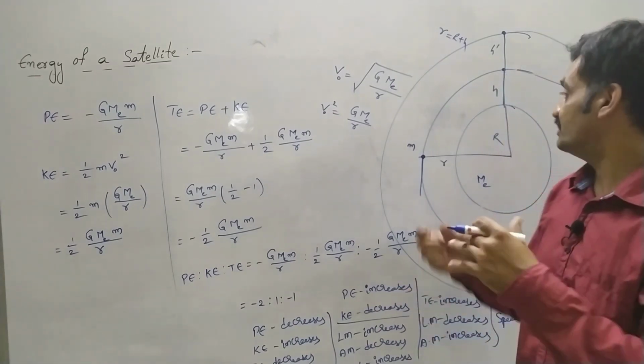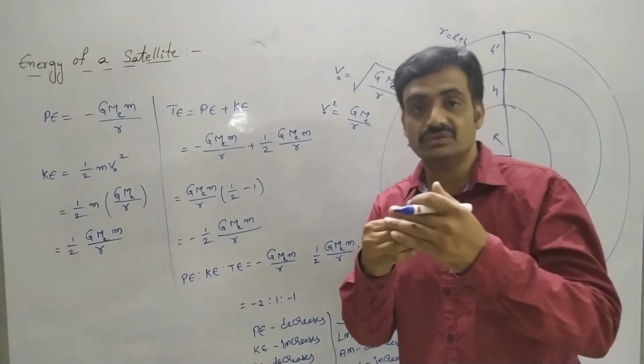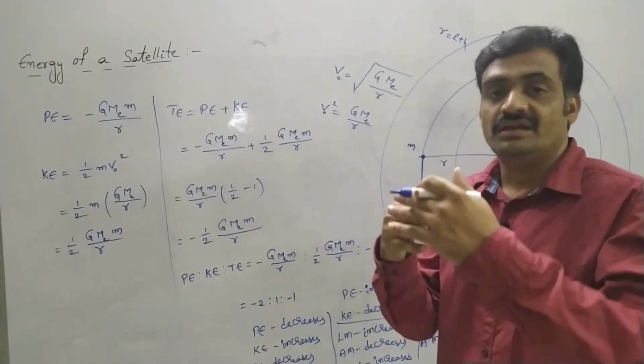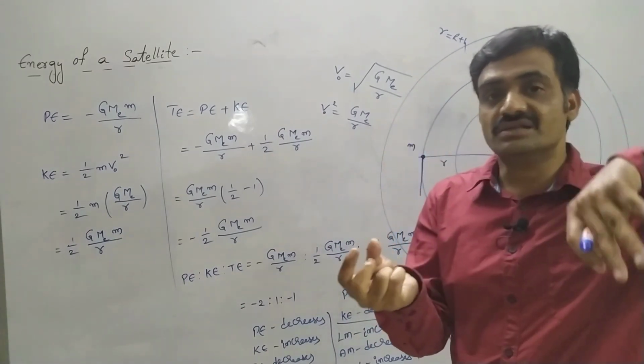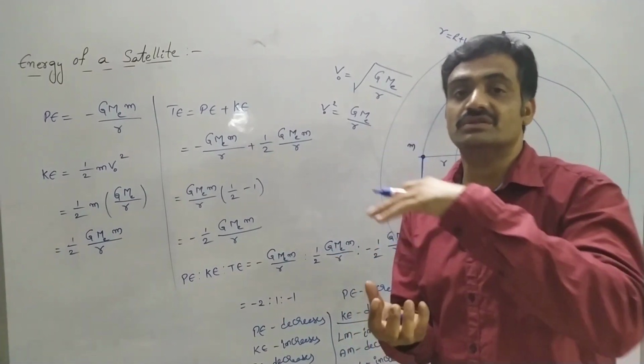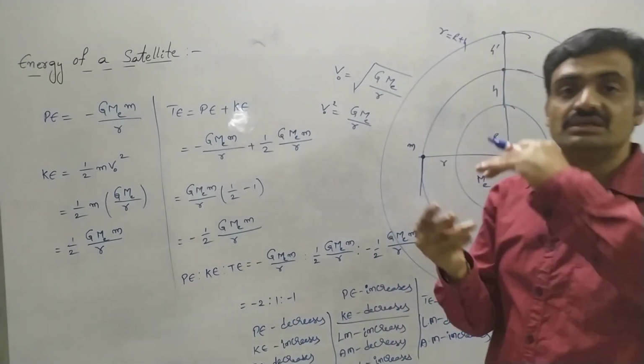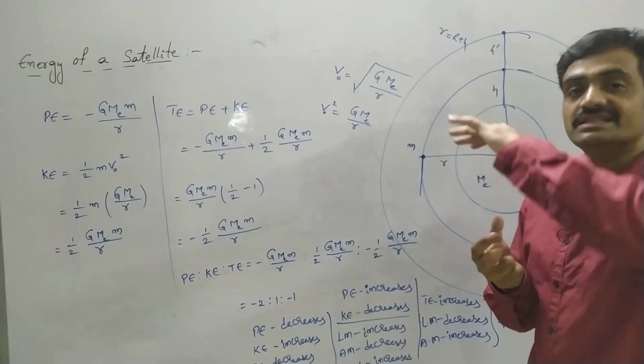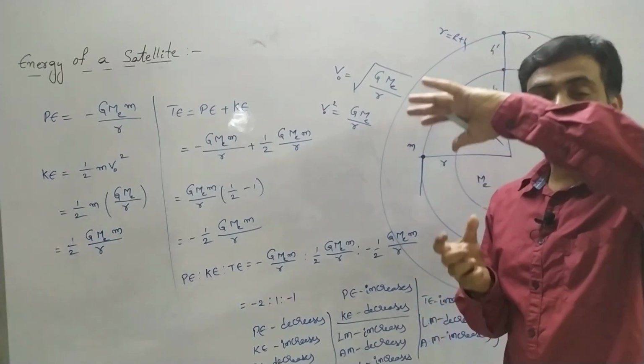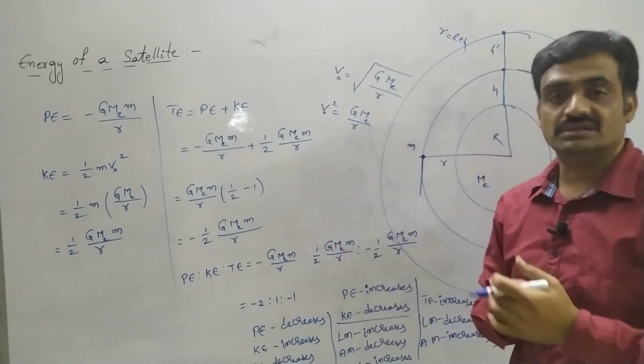Speed increases, meaning as the satellite comes very near to the planet or earth, it starts revolving around the earth with more speed. As it moves away from the earth surface, its speed decreases. It slowly moves around the earth.